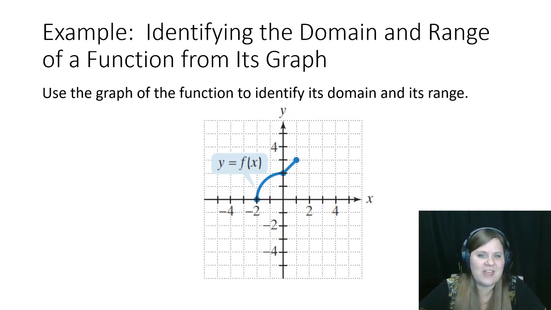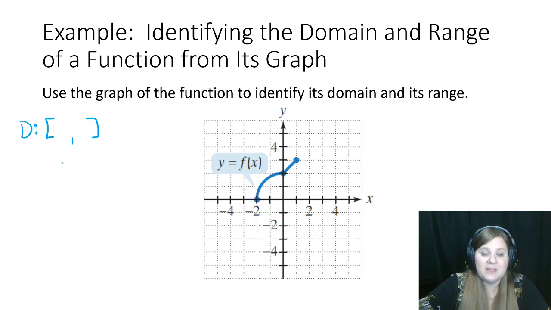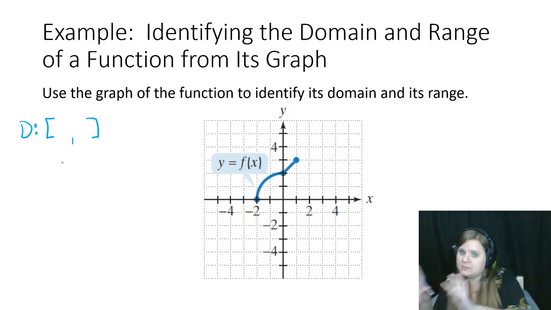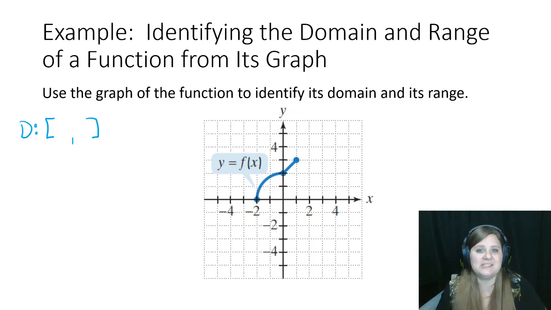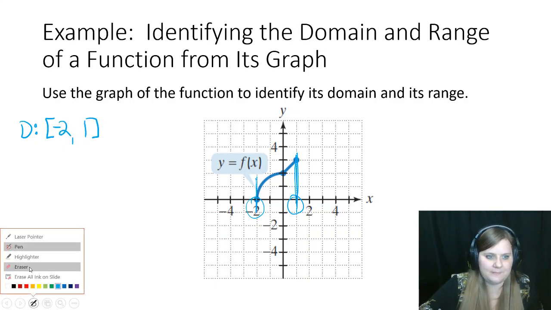You're going to notice that we have two endpoints for this graph, and domain is going to be the x values. Now these endpoints are filled in. They're closed circles, so I know I'm going to be using a bracket for both of them. Domain is from left to right, so I find the leftmost x value. Notice here that it goes from -2 to +1. So that's my domain.